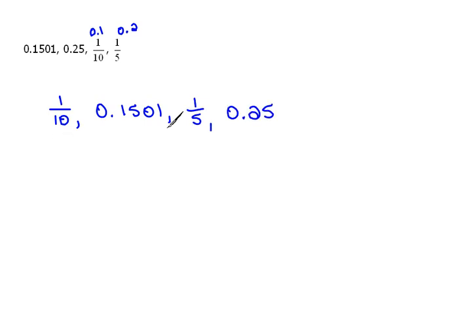All right, last one. Again, we need to write these as decimals so that we can compare them. 1/10 we could write as 0.1. And if you did the division, 1/5 would come out as 0.2. Now to write these from smallest to largest, the 0.1 would be first, so that's 1/10, and then the 0.1501, and then the 1/5, and then 0.25, smallest to largest.